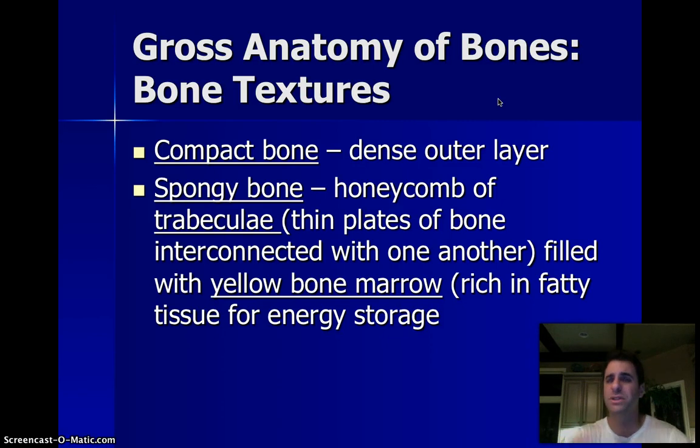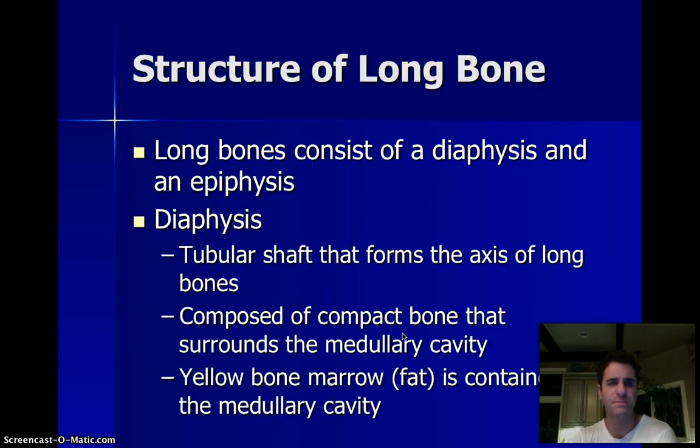It's not the typical one that you thought of or learned about, as in red bone marrow, where blood cell formation occurs. But it's yellow bone marrow, which is just fatty tissue. Yellow is always fat, and it's used for energy storage.